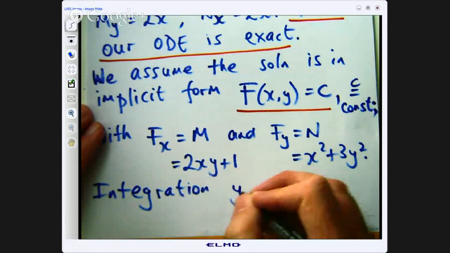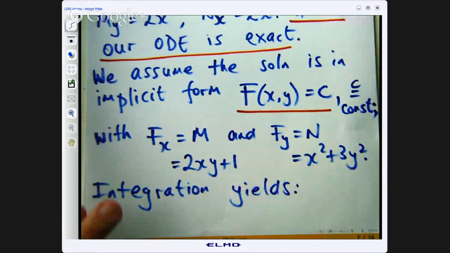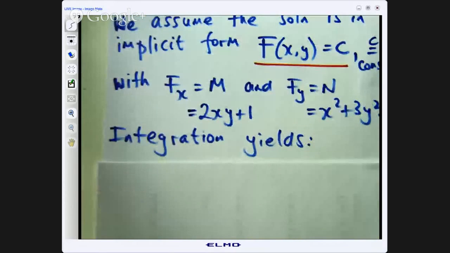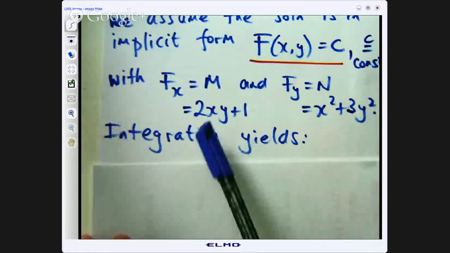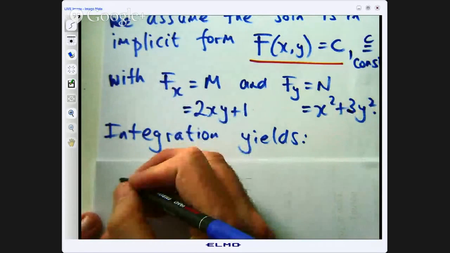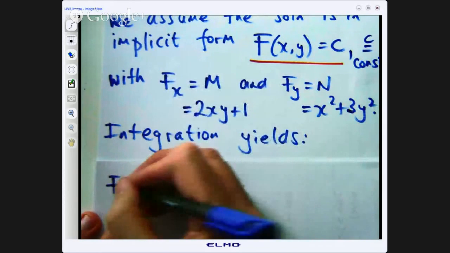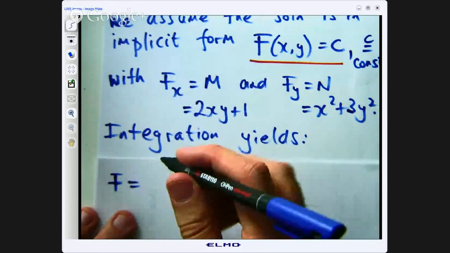Integration yields the following. Okay, let me take a new piece of paper for that. All right, so what we're doing, we're going to integrate this with respect to x. So I integrate the left-hand side with respect to x. F sub x, or df dx, will become f. So I'm integrating over here.